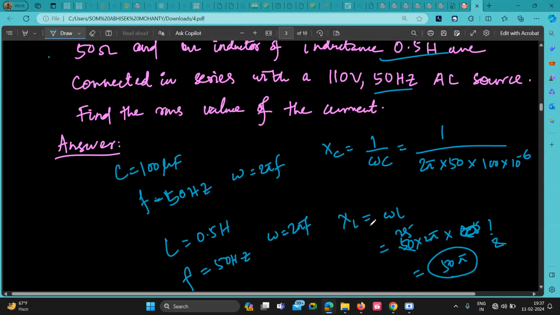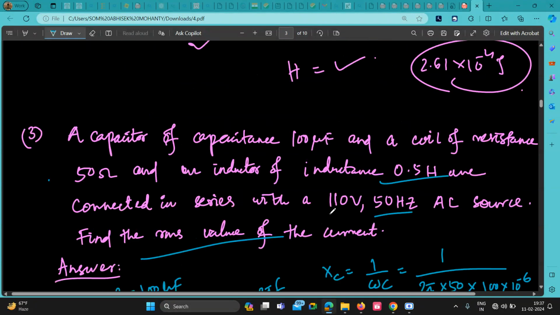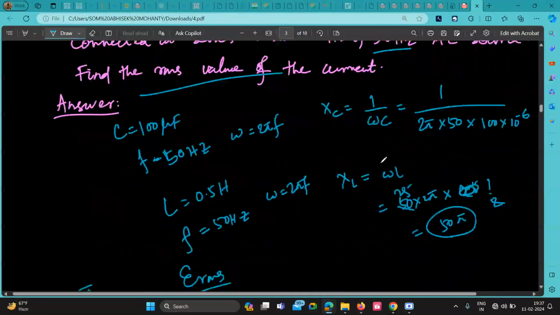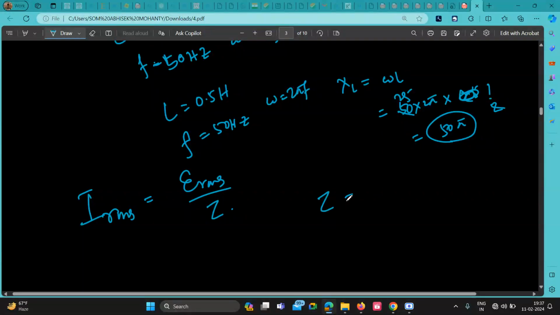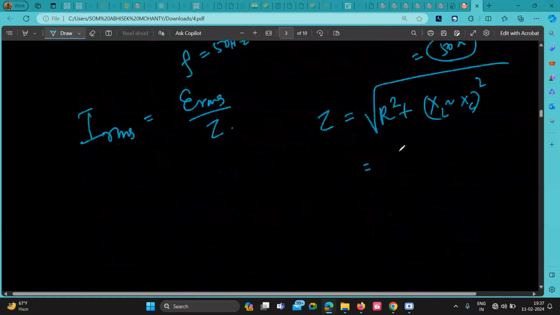And the RMS value of the current. RMS value of current I RMS is equal to E RMS divided by Z, the impedance. What is the impedance here? Resistance is 50, and XL and XC are there. We know the formula of impedance, the square root of R square plus XL minus XC whole square. This is the difference sign. So you just put all the values, you will get the answer. Very easy question. Nothing much is there in this.